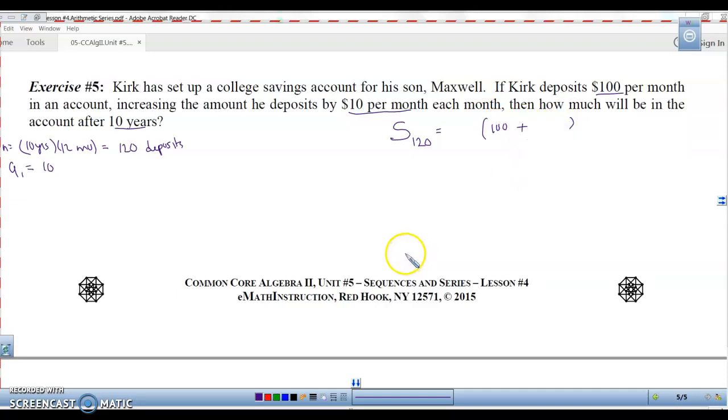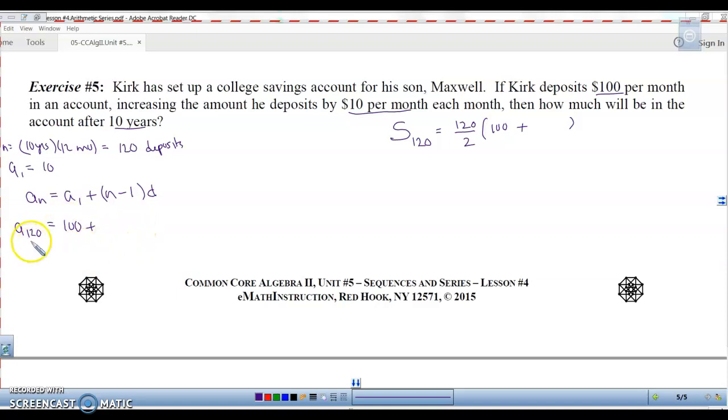Now, what do we need to know? We have to know how many deposits he's going to have. So again, this is going to be 120 divided by 2, because he's going to have 120 deposits overall. Now what we need to know is, what is the 120th deposit? We have to know what the last term is going to be. Using the arithmetic sequence formula again, a of n equals a1 plus n minus 1 times d, we want to figure out what a of 120 is going to be. A1 we said was going to be 100.